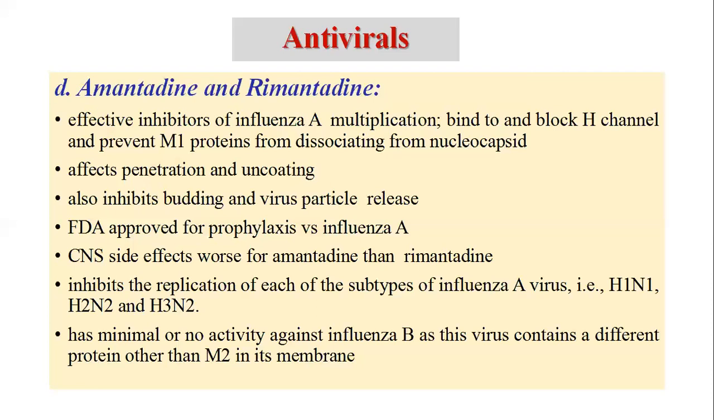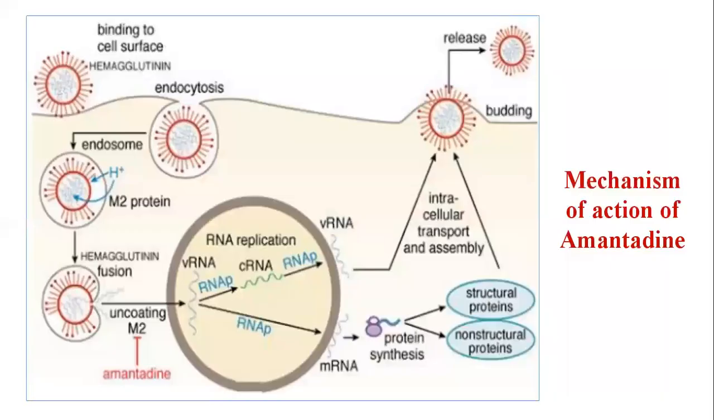But they have minimal or no activity against influenza virus B, as this virus contains a different protein other than M2 in its membrane. So actually they act by targeting the M2. Because this kind of protein, M2 protein, is not there in influenza B, these kinds of molecules are not active. So here you can see the scheme, how they are actually functioning.